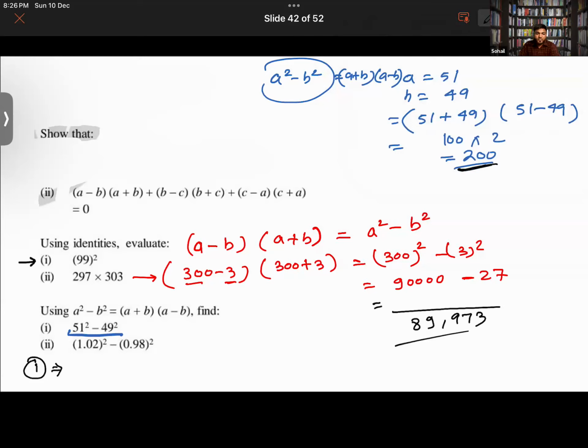No, sir. So you see, these are basic questions, still you are making mistakes. So you guys need to do a lot of practice. It should be 50 plus 1, 50 minus 1. So A should be 50 and B should be 1, right? Why are you taking B as 1? Look here. This is in the format of a square minus b square. Thereby you are getting the wrong value. Okay, now this will be equal to 200.